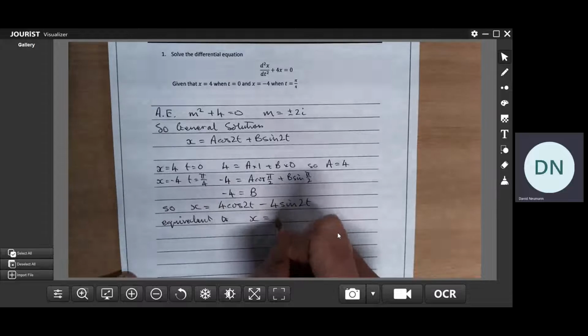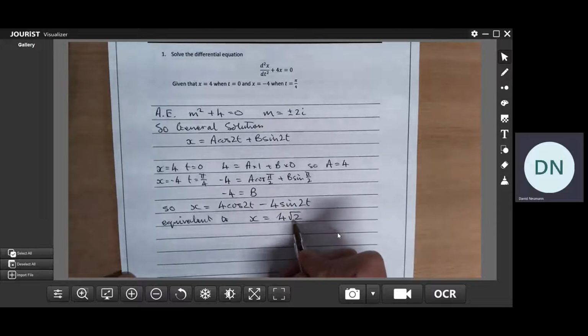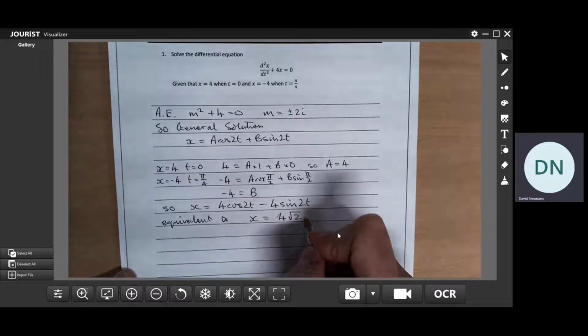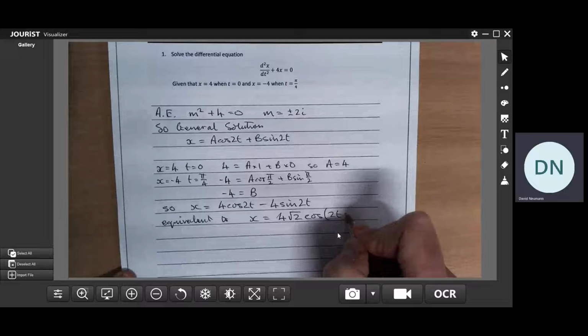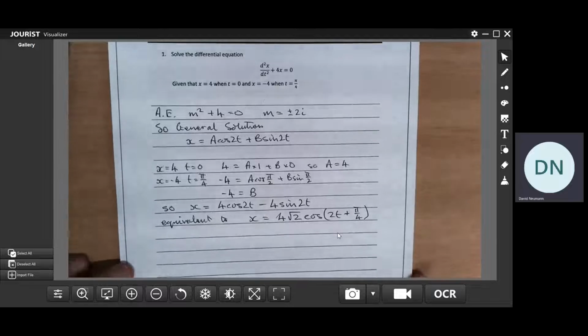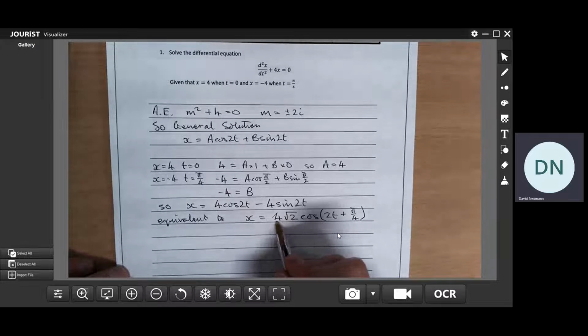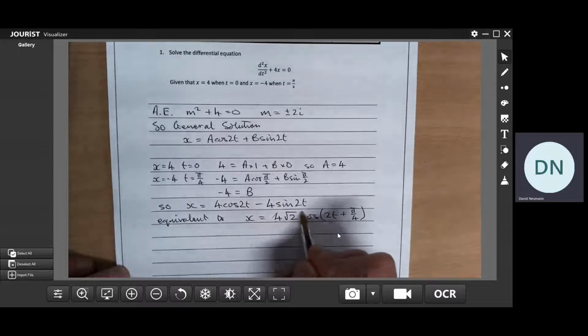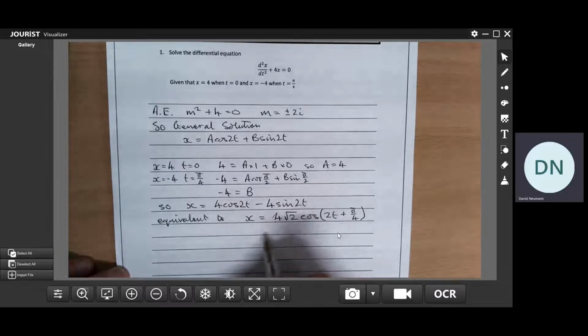x equals 4 root 2, so that's just 4 squared plus the negative 4 squared, square root of that, is 4 root 2, times cos of 2t plus, it turns out to be, pi over 4. I'm not going to go through the working for that, but you might like to check that you can do that. One of the advantages of writing this in this form is that we can see the furthest displacement away from the center of the motion, that is the amplitude, is going to be this 4√2.